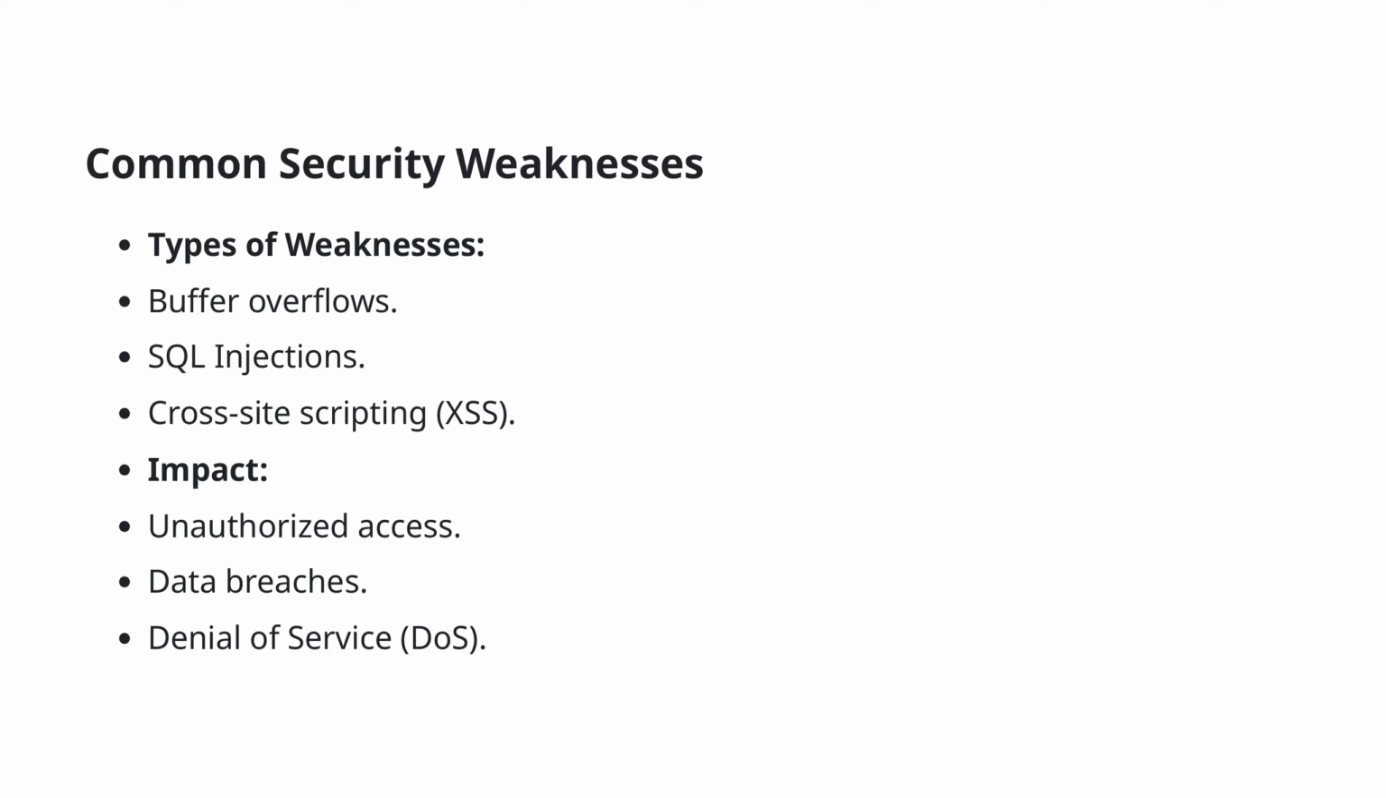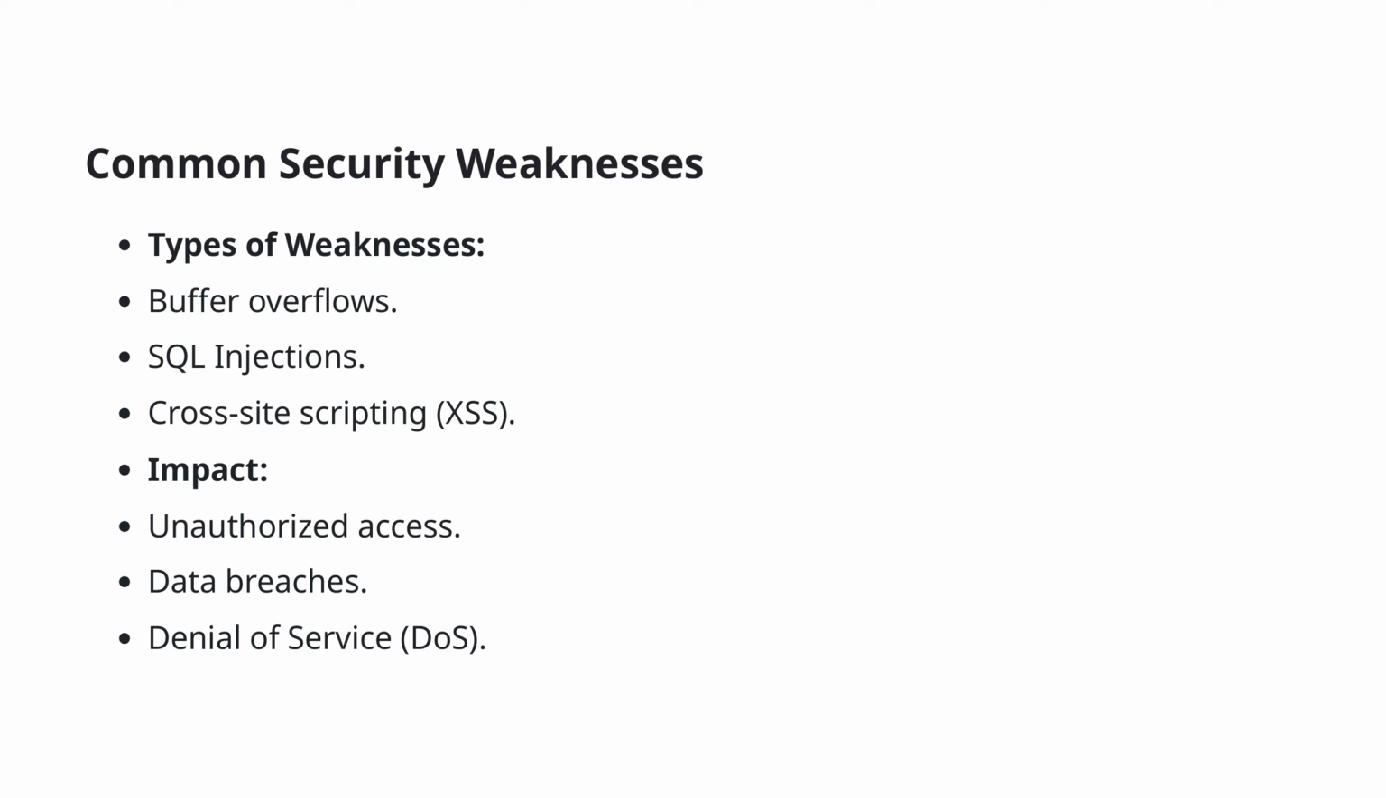Let's dive into common security weaknesses. These are vulnerabilities that can compromise the integrity and security of your software application. We'll focus on three main types today: buffer overflows, SQL injections, and cross-site scripting, XSS. Buffer overflows happen when data exceeds the memory buffer capacity, potentially allowing an attacker to overwrite adjacent memory. SQL injections allow malicious users to execute unauthorized SQL queries, leading to potential data breaches. Cross-site scripting involves injecting malicious scripts into web pages, which can then execute in the user's browser.